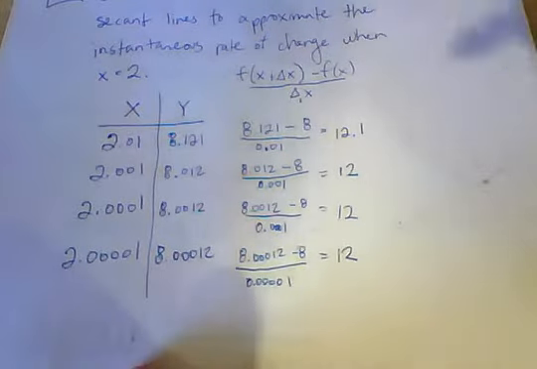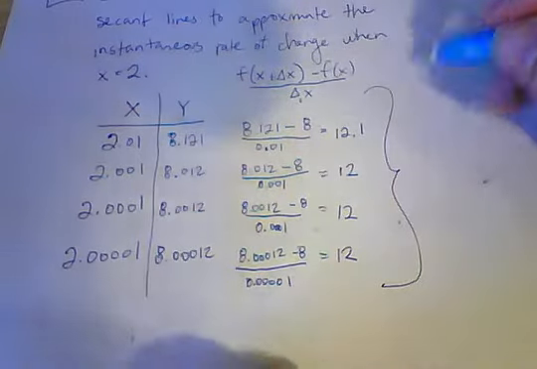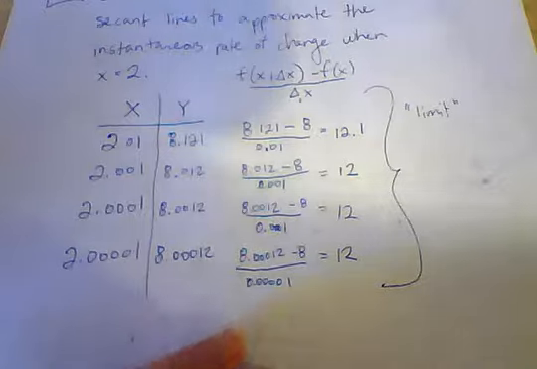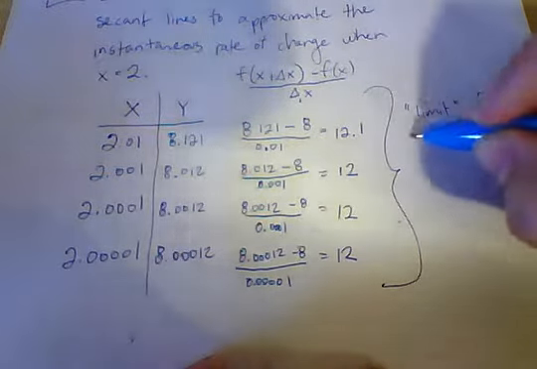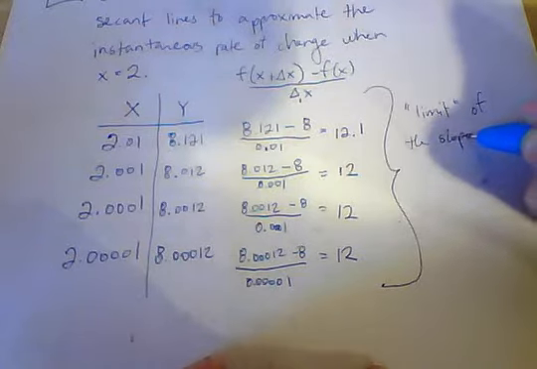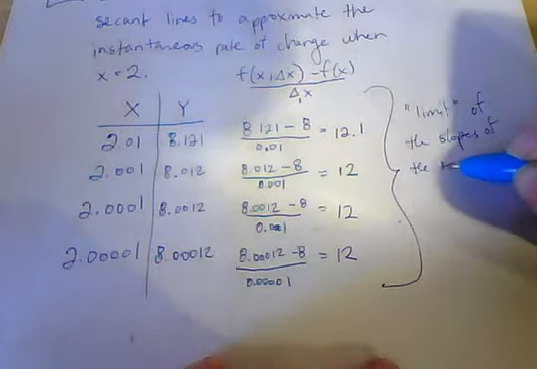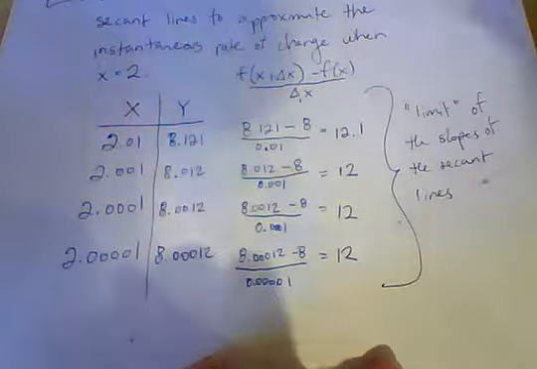And so what we just did, you guys, is called the limit. We just found the limit of the slopes of the secant lines.